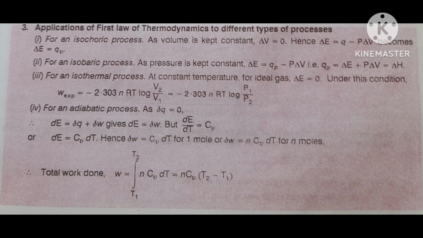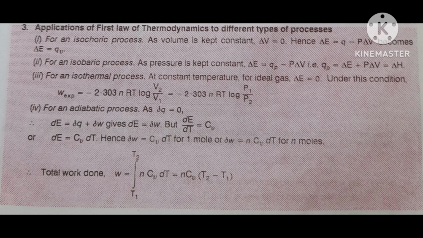Then what will happen? Now we have to see. At constant temperature, that means isothermal process, delta E is equal to 0, you remember. Then what will be the work? Because you are keeping temperature constant, there will be no change in energy. Under this condition, what is the work for expansion? The expression I have already discussed. Work for expansion, W expansion you can write.